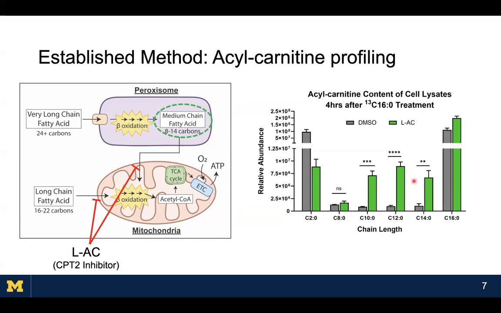And there's a buildup of these medium chains, 10, 12, and 14. And that indicates to us that the peroxisome was able to beta oxidize some of the palmitate, and it produced medium chain fatty acids that were not able to enter the mitochondria. And this replicates almost exactly what a few others have shown in their own data, especially with CPT2 knockout cells.